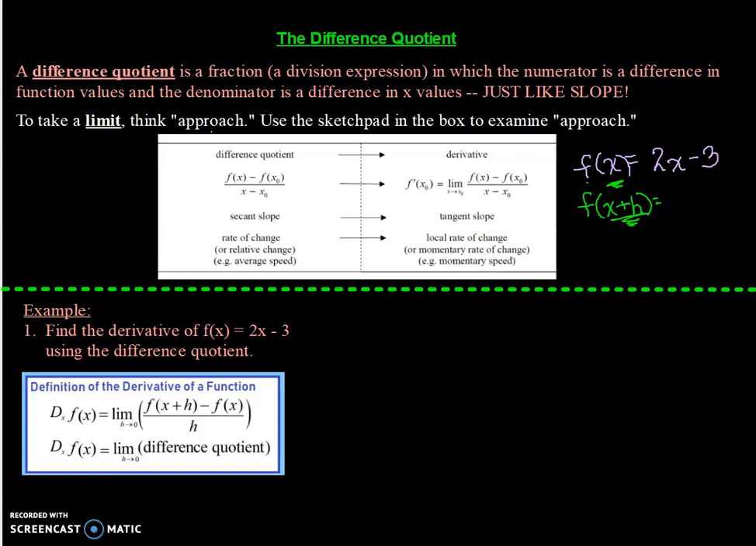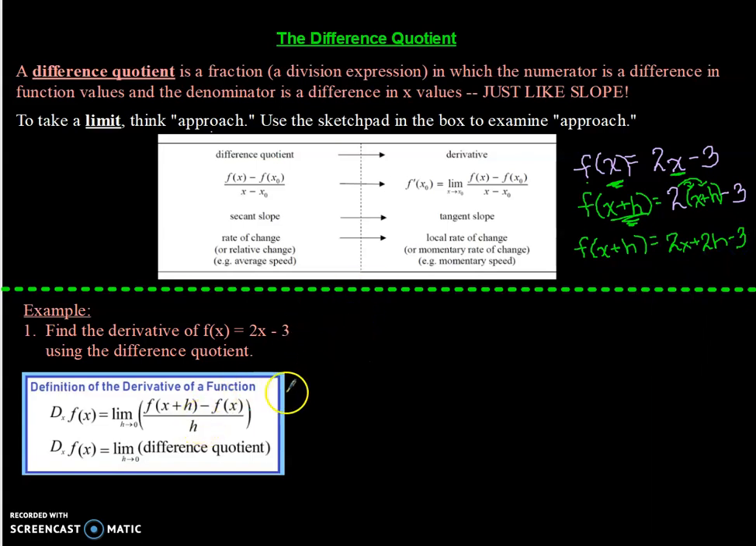So that's exactly what you're going to do with this function. You're going to bring down the 2. You're going to bring down the minus 3. You are simply replacing this x with x plus h, and always substitute in parentheses. So what happens here is that to find out what f of x plus h is, I'm going to distribute the 2. So this gives me 2x plus 2h, and that's f of x plus h, minus 3.